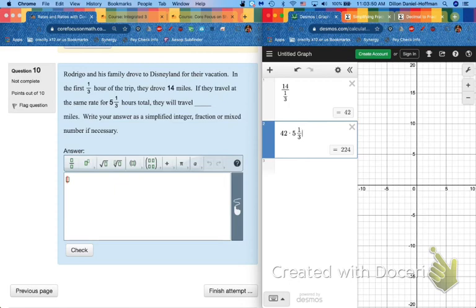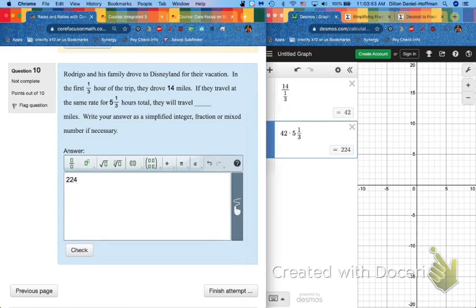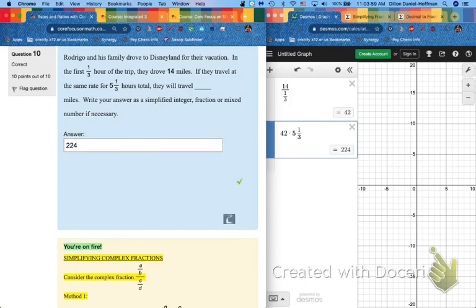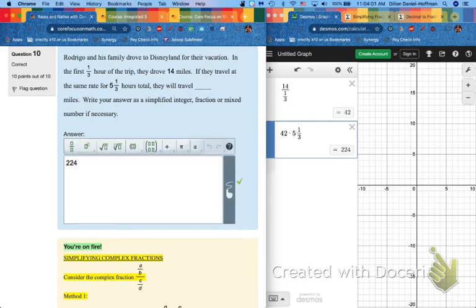224 miles he lives away from Disneyland, which we could Google how far that is and where he might live depending on what direction he's driving. We know he's not driving east because that would be in the middle of the ocean, but he could be living north and driving south. He could be living south and driving north, and he could be living east and driving west, or some combination.